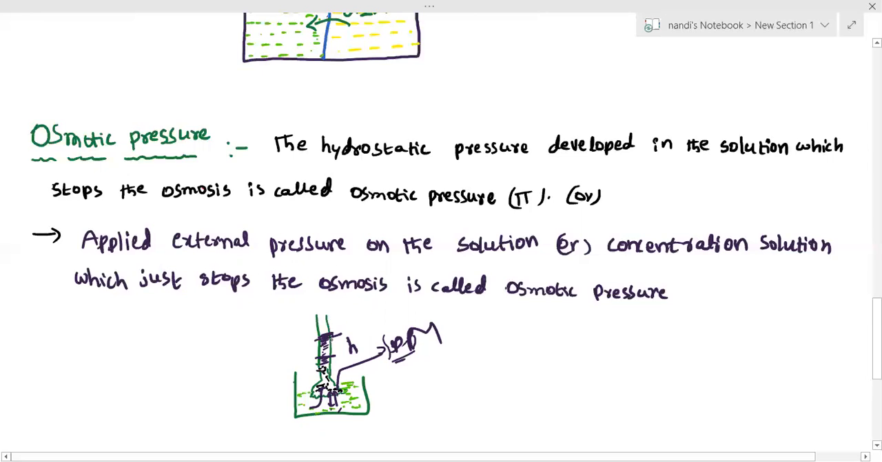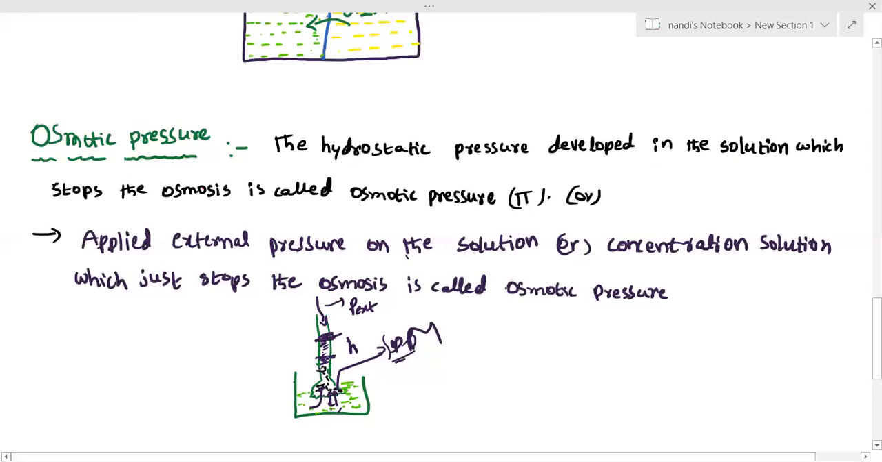Okay. Wherever osmosis stops means here some pressure is applied on the solution. That pressure we call P external. The amount of pressure required, here you can see applied external pressure on the solution, which just stops the osmosis, is called osmotic pressure. The amount of pressure which is applied on the solution to stop osmosis, that we call osmotic pressure. Or the hydrostatic pressure developed in the solution which stops the osmosis is called osmotic pressure.